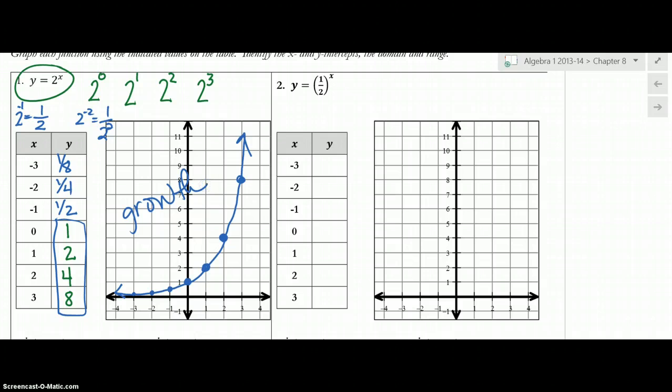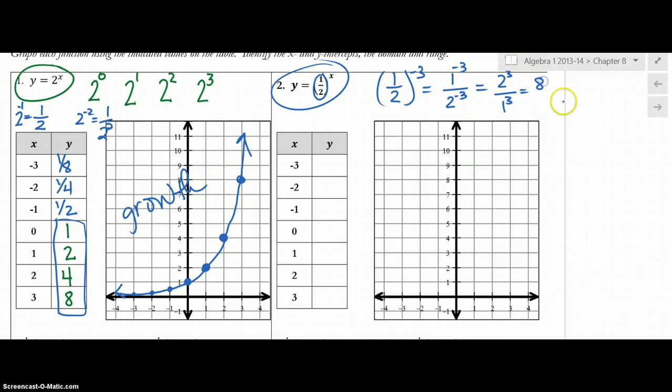So let's look at a decay function. Now, how did I know it was decay? Because this 1/2 is less than 1. So let's go ahead and plug in some values. Let's plug in negative 3. If I have a negative exponent that I put on that 1/2, it actually flips both of those, so I have 2 cubed over 1 cubed. And we know that 2 cubed is 8, 1 cubed is 1, so we just have 8.